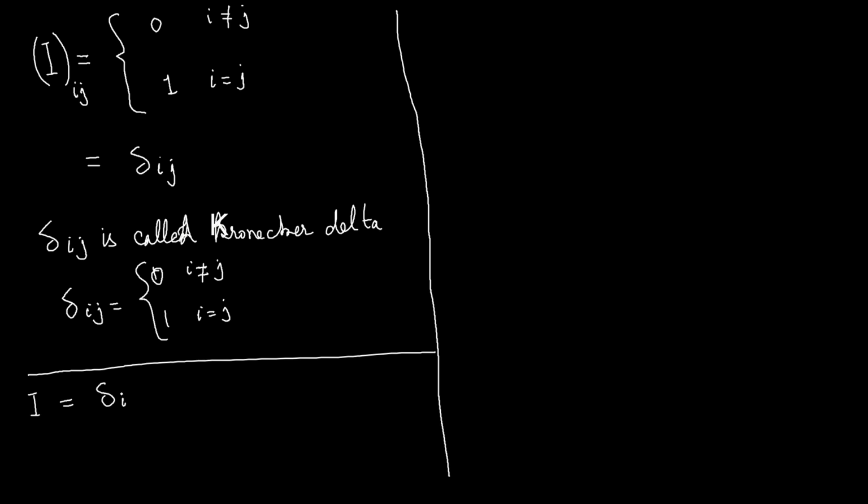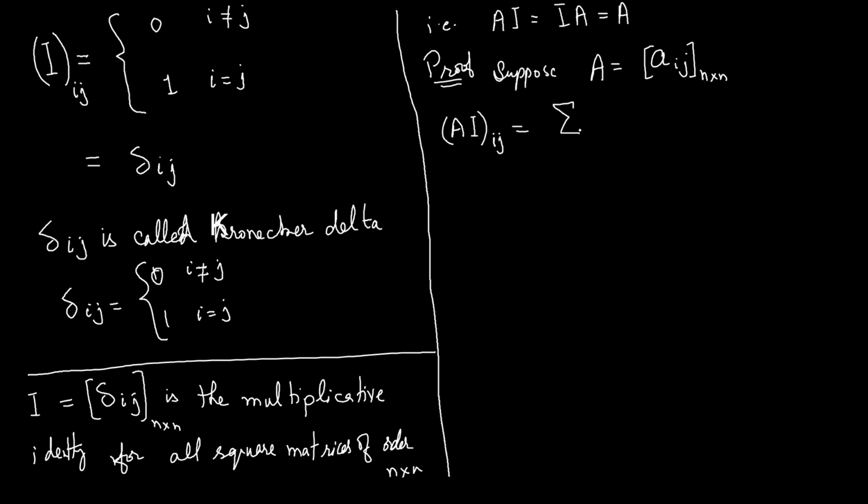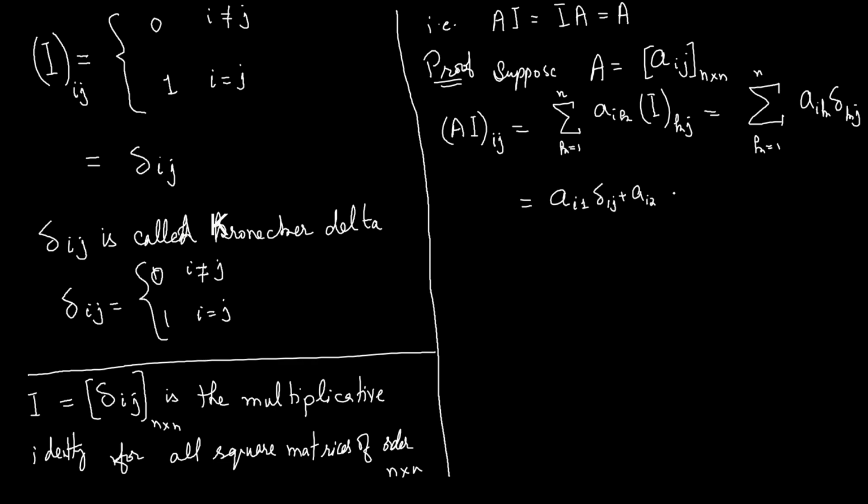This identity matrix is the multiplicative identity for matrices of order n cross m. Means AI is equal to IA is equal to A. Let us prove it formally. Suppose A is equal to a_ij having n rows and n columns. The element at row i and column j of the multiplication AI is equal to the summation k is from 1 to n of a_ik delta kj. If we expand the summation, we have some of these elements.